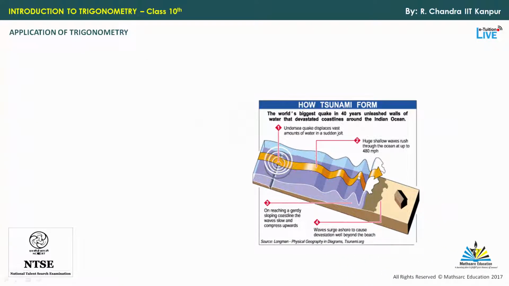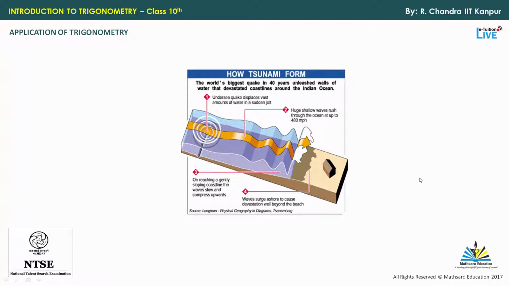The real example of wave is tsunami. As you can see, there is some fact about the tsunami. The world's biggest quake in 40 years unleashed a wall of water that devastated coastline around the Indian Ocean. First, what happened? The undersea quake displaced a vast amount of water in a sudden jolt.